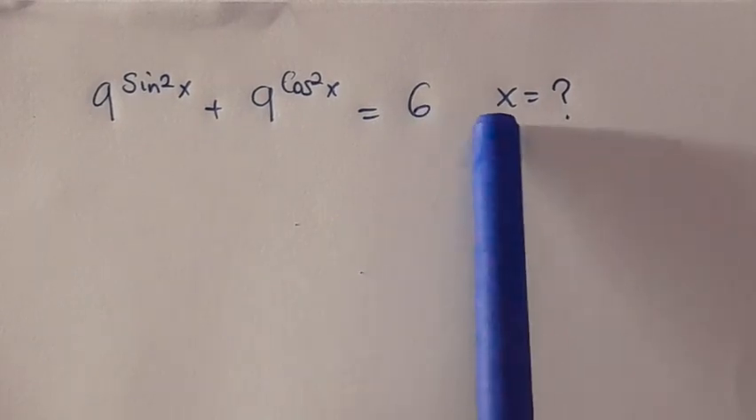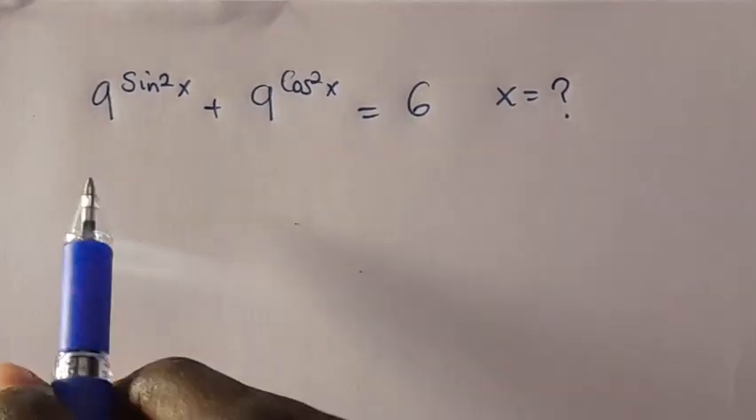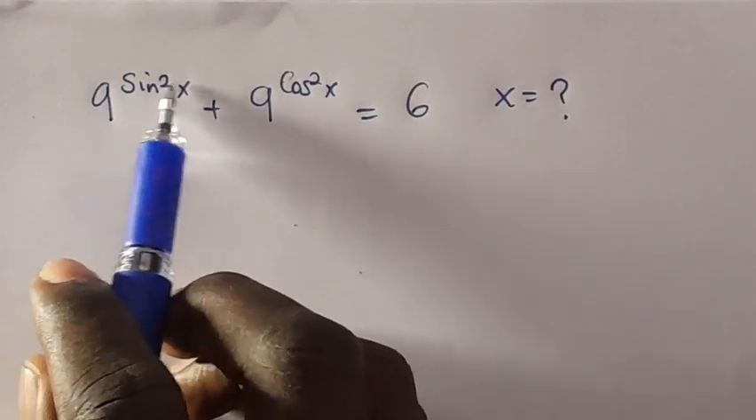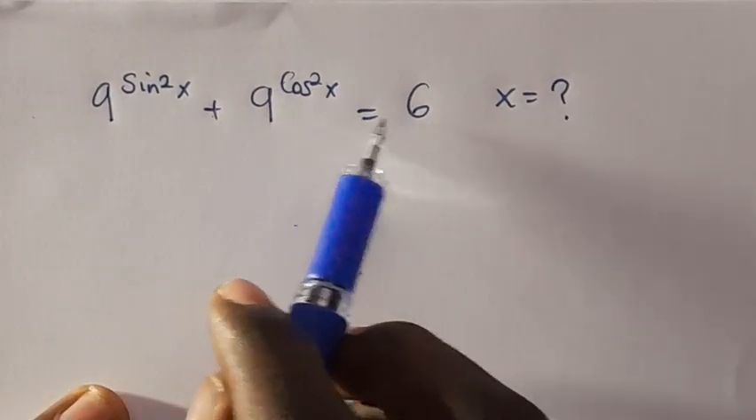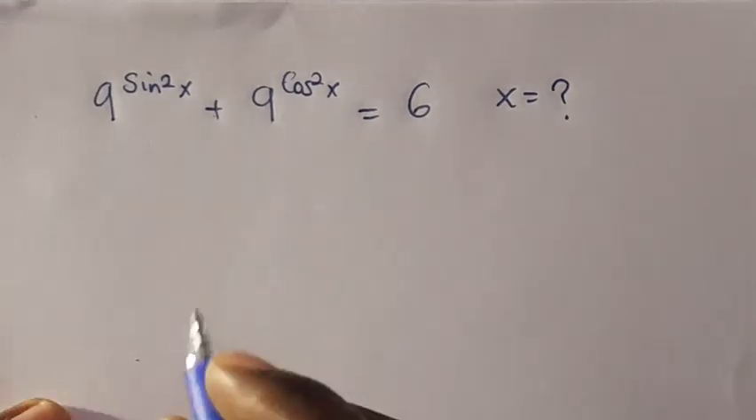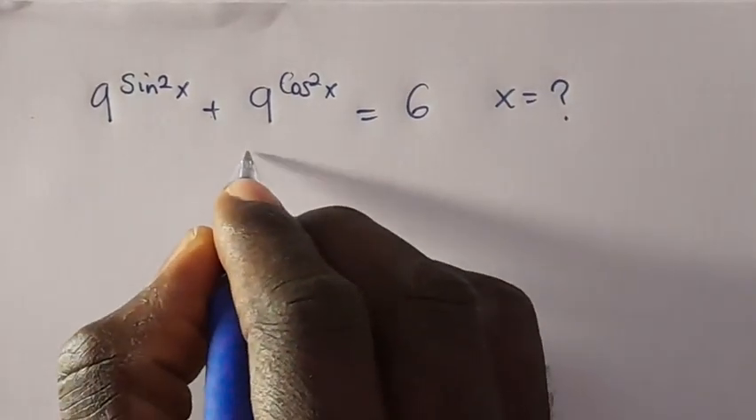Today we want to find the value of x given that 9 raised to power sine square x plus 9 raised to power cos square x equals 6. So guys, let's get into the solution.